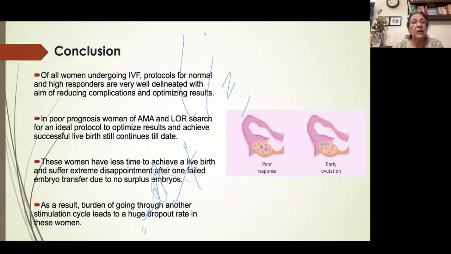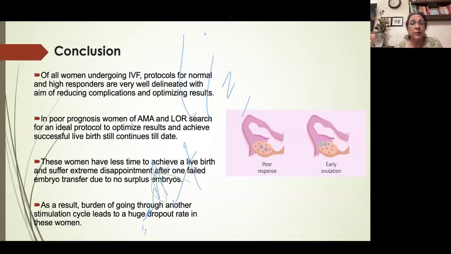So coming to the end, I would conclude to say, of all women undergoing IVF, protocols for normal and high responders are very well delineated with the aim of reducing complications and optimizing results. So for normal responders, we are not worried. For high responders, we are not worried. We reduce the dosage, we give an agonist trigger, we freeze all, and we do not let the patient go into OHSS. And multiple pregnancy, anyone can reduce by doing a single embryo transfer.